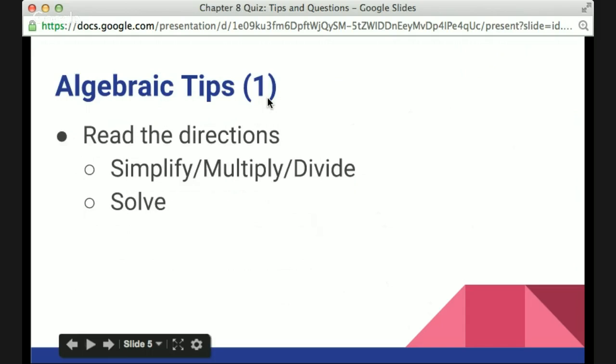Algebraic tips, slide 1. Make sure you read directions in this quiz or test. Some people on the exit slip made equations out of things that are not equations, and you want to make sure you don't do anything that you're not asked to do. And if it asks you to simplify, multiply or divide, you don't need to set up an equation.